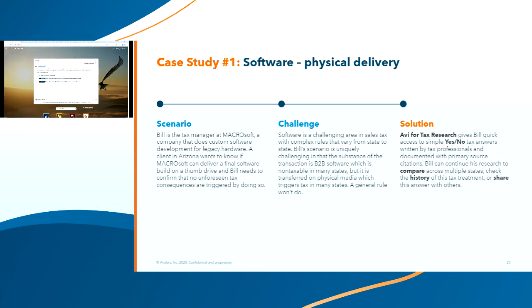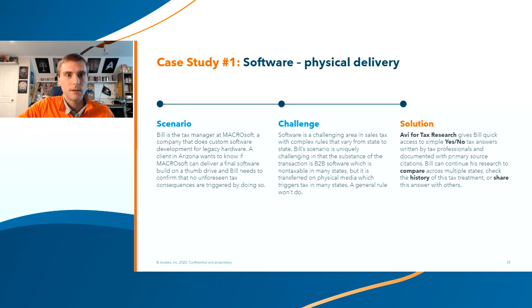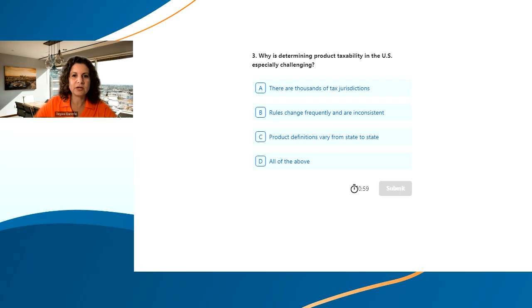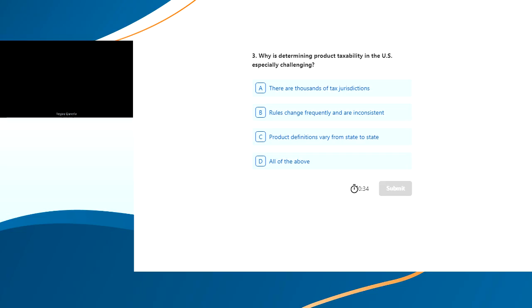So I think, speaking of questions, we have a poll question that we need to get to, and then we'll get back to Avi a little bit more. We do. Poll question number 3. All right, this is the screen you answer on. Why is determining product taxability in the U.S. especially challenging? A couple choices to answer. There are thousands of tax jurisdictions. Rules change frequently and are inconsistent. Product definitions vary from state to state, or all of the above. And I will let Albert continue with this, starting with our results.